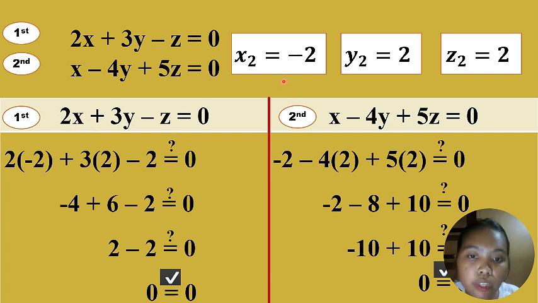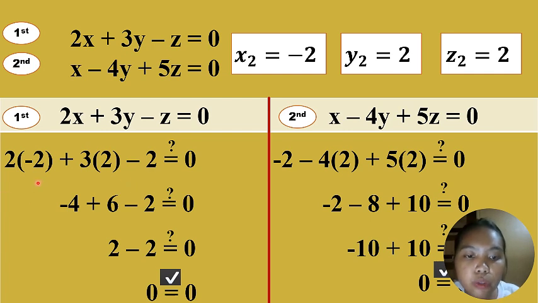For the x, we are going to substitute the x value, which is negative 2. So it becomes 2 times negative 2. And for the 3y, we are going to substitute the y sub 2, which is positive 2, so it becomes 3 times 2 minus, and for our z, we are going to substitute our value of z, which is positive 2, and now it will become negative 2 here.